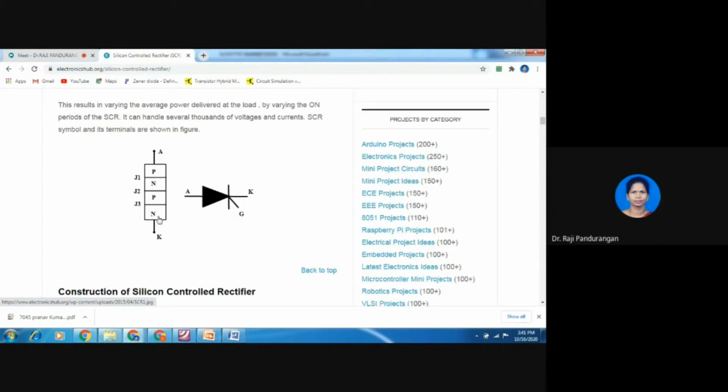This is a 4 layer, 3 junction, 3 terminal device. 4 layers: 1, 2, 3, 4. 4 layer, 3 junction, 3 terminal device. What is SCR? You can see in the image clearly. How it is constructed means we consider this as 2 diodes connected back to back, one after the other.